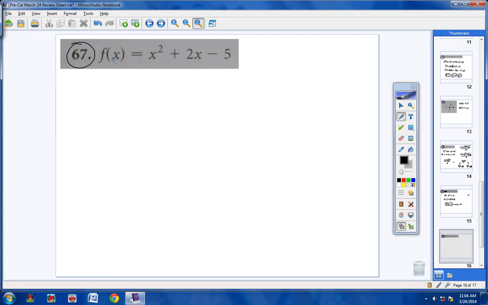We're finding the zeros of this function, and of course f of x is y. Where the y is, I substitute 0, because anytime you're looking for the zeros, you're really looking for the x-intercepts. Now, this cannot be factored.